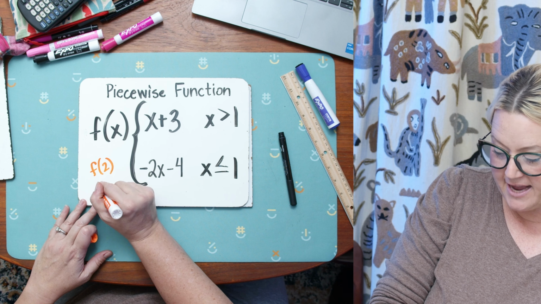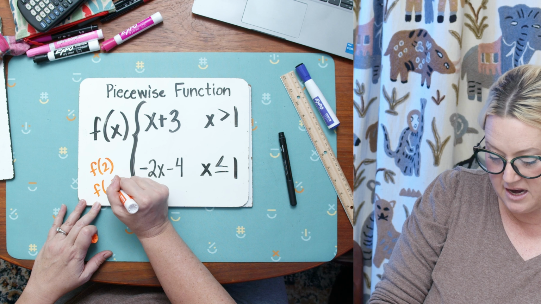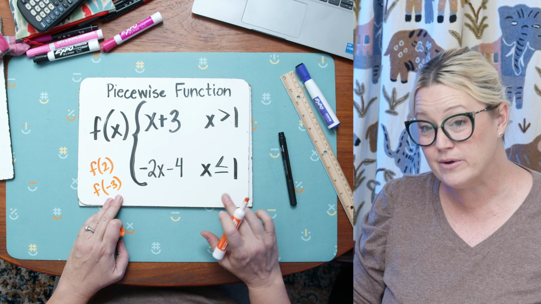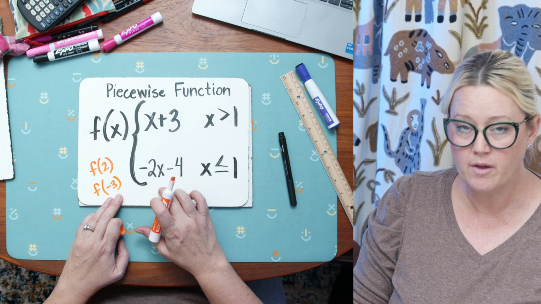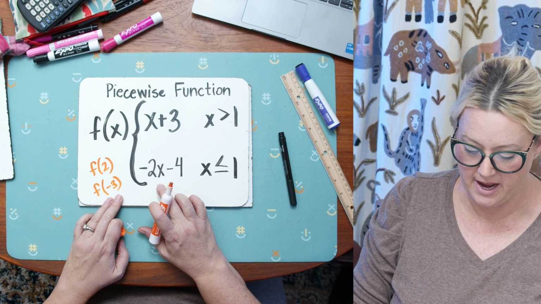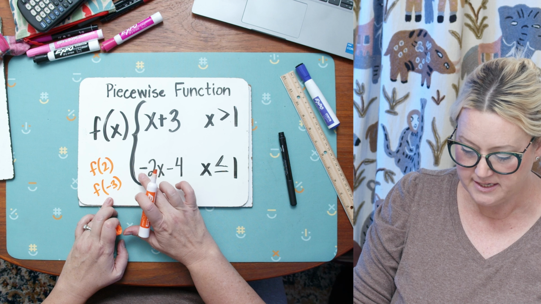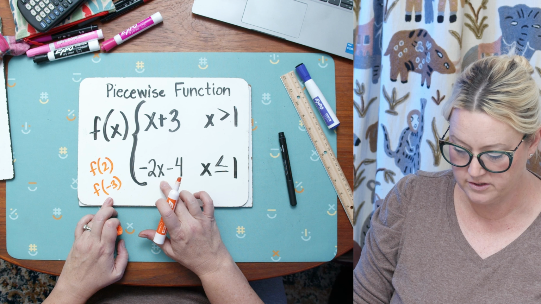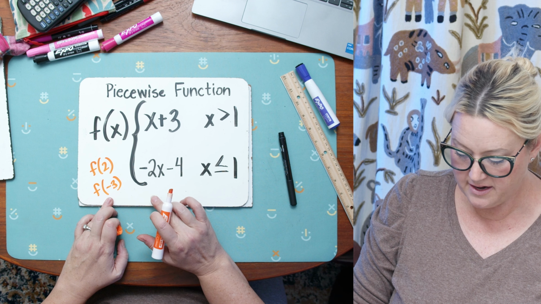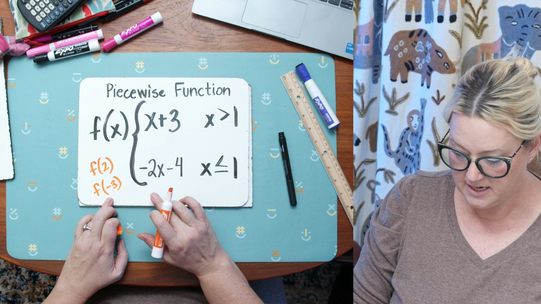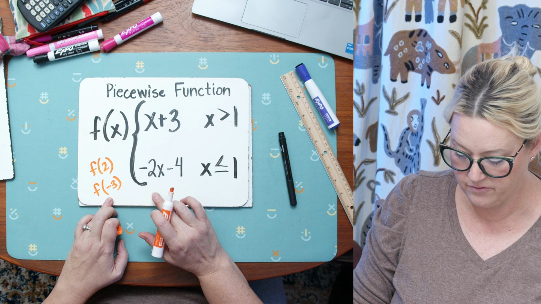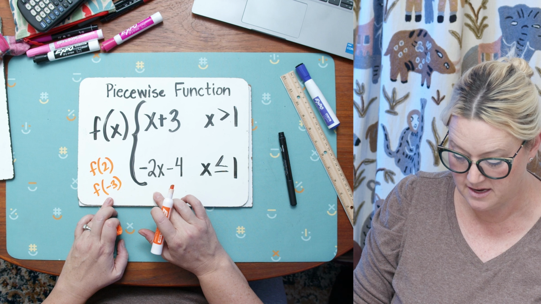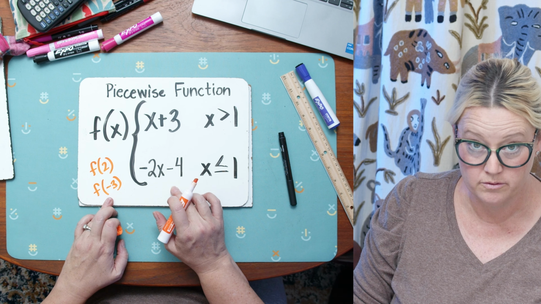But if I asked you what f of negative 3 is, now it's less than or equal to 1. So I'm going to use this function down here. So I would have negative 2 times negative 3, which is positive 6, minus 4, which is 2.